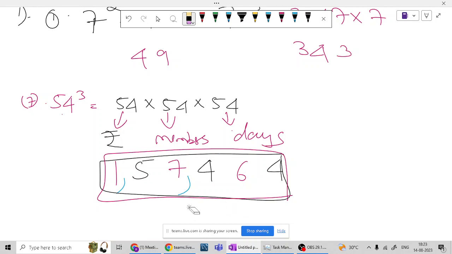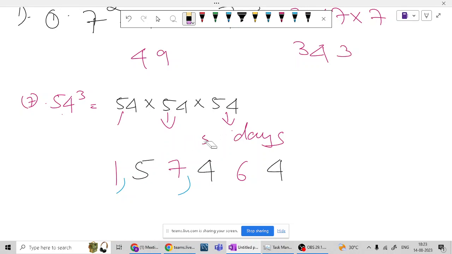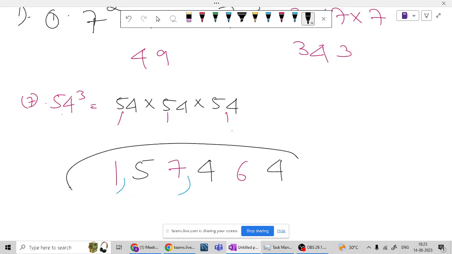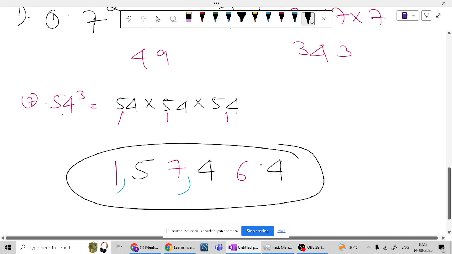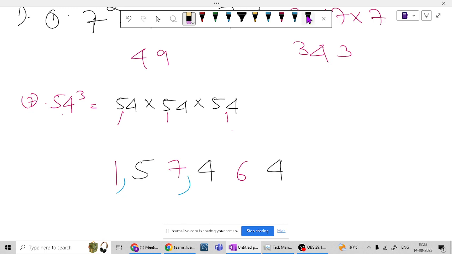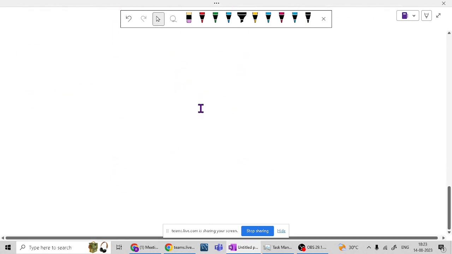Yes, sir. Not only this, even questions, even mathematics from 54 chapters, if you solve 54 questions for 54 days, at the end of the 54th day you will be solving 1,57,464 questions, which is not possible. Okay, next, second main.